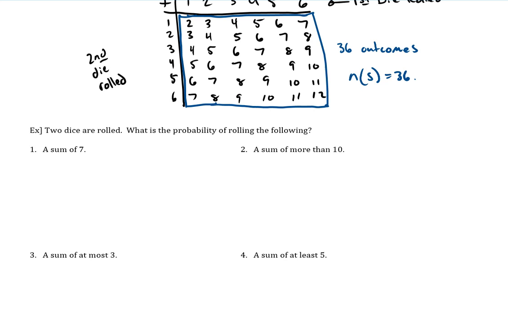So when using this table, I'm going to use green for this first one. So a sum of 7. As soon as you see two dice being rolled, you want to make this table. So two dice are rolled, and now let's find the probability of the following.